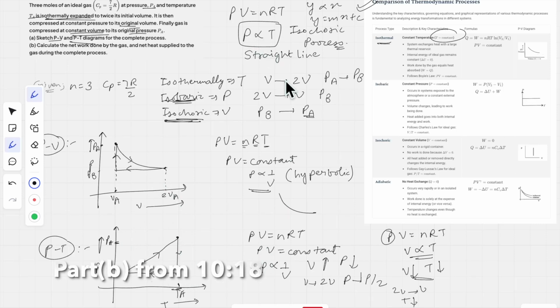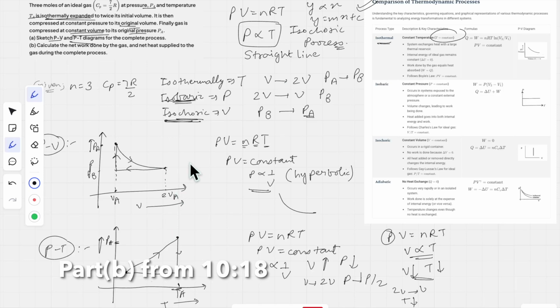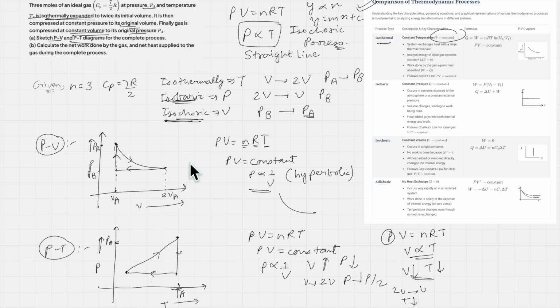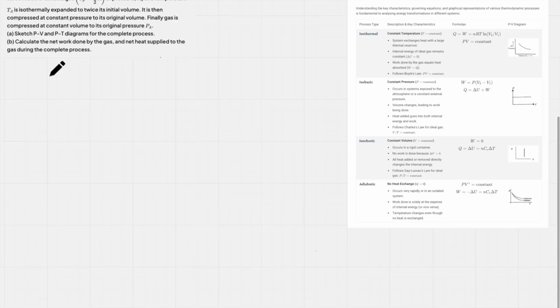So when you go like this, then you can easily draw a graph for any type of question, whether it be a PV graph or a PT graph. This drawing is very simple. So now let's move on to part number B. In part number B, they are asking us to calculate the net work done by the gas and the net heat supplied to the gas during the complete process.